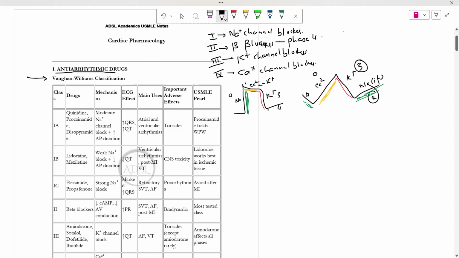If you see the ECG, this is P, Q, R, S, and T. This is P, this is Q, this is R, this is S, and this is T. So what can be affected? This PR interval can be affected. This QRS complex can be affected, and this QT interval can be affected. These are the three intervals that are most likely to be affected. So let us see one by one what these drugs do.